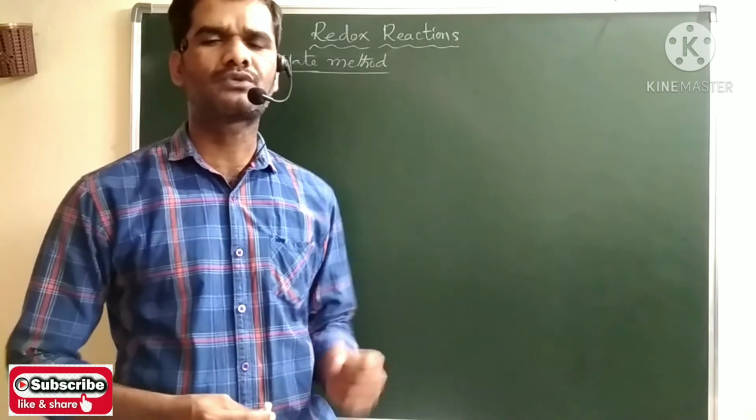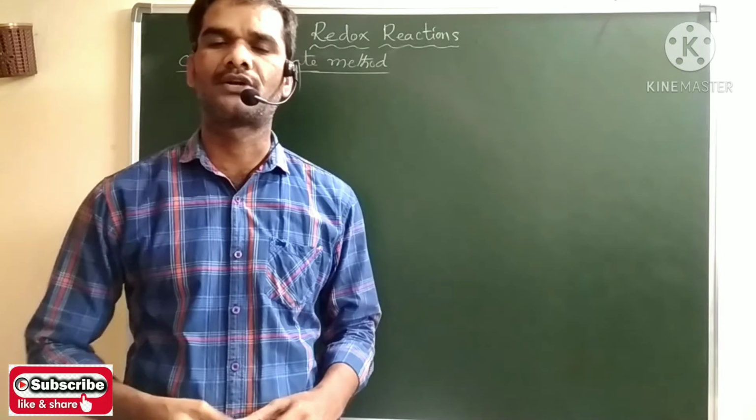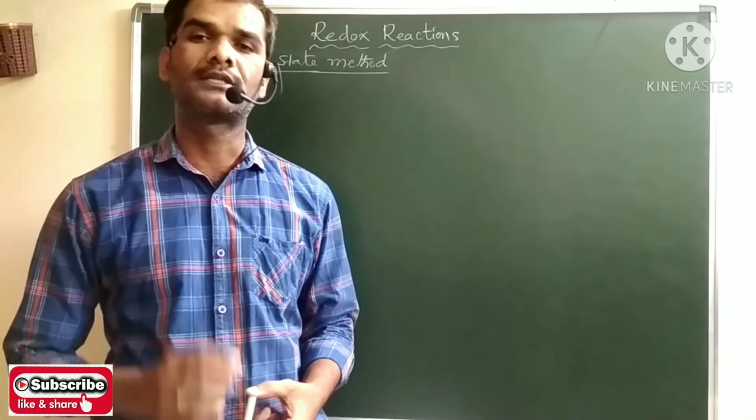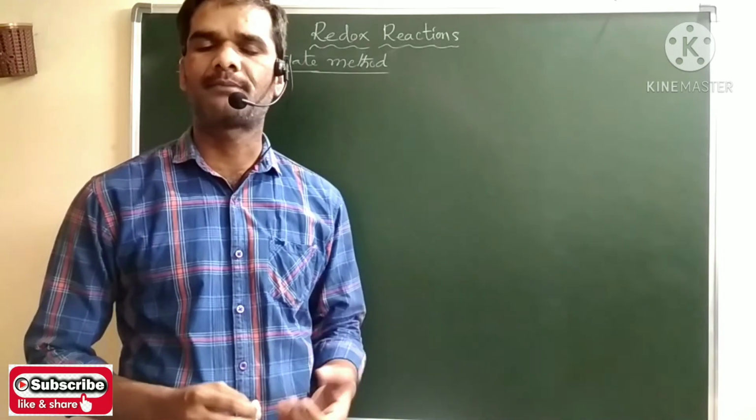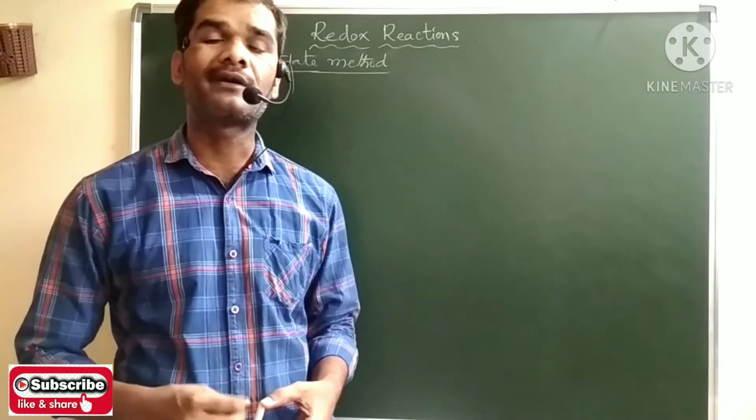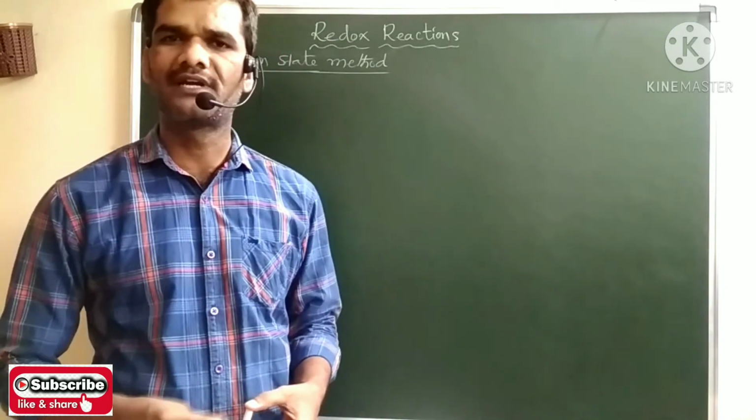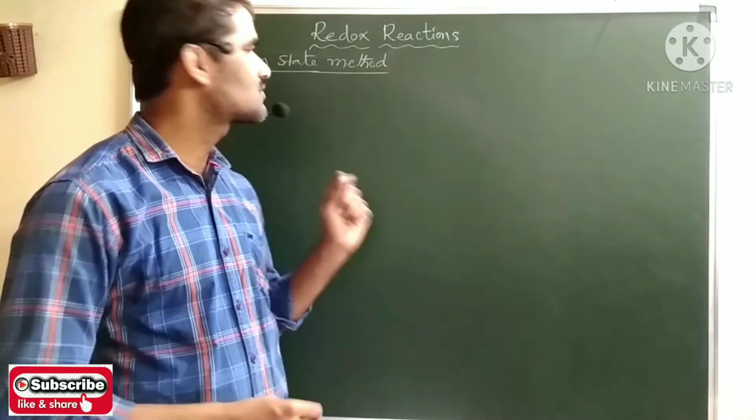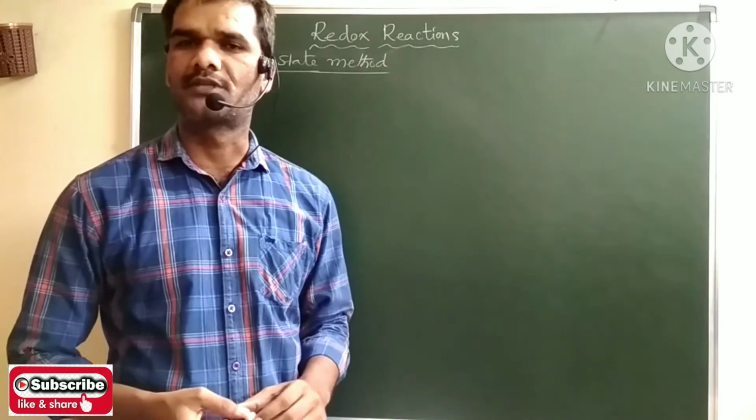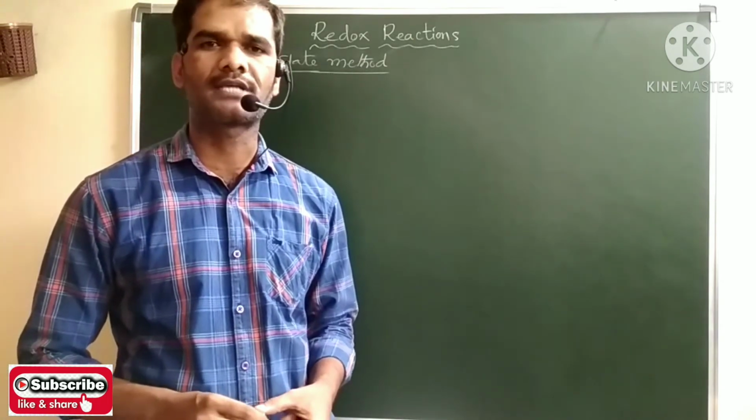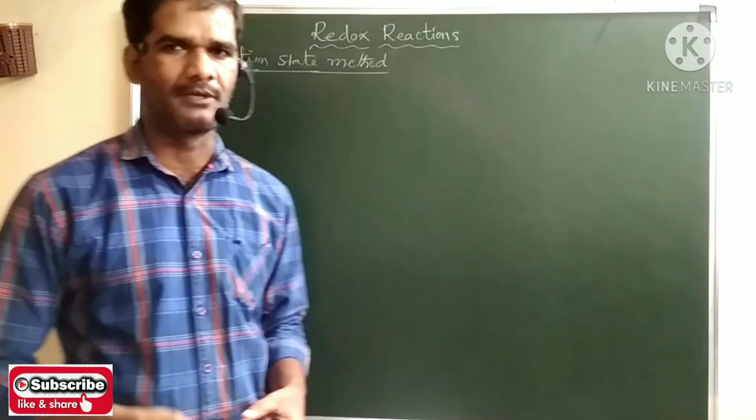Generally here we will use two types of methods to balance these redox reactions. The first one is the oxidation state method and the second one is the ion electron method. So we will discuss these one by one. First we will start with the oxidation state method, balancing of redox reactions by the oxidation state method.